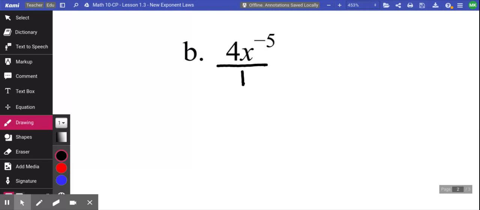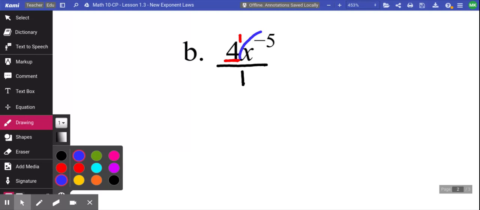So for instance, when I look at this, does the number 4 have a negative exponent? What's the exponent on it? There's an invisible 1 right there. That 4 is not attached to that negative 5. That negative 5 is only attached to the x. That means only this thing I circled in blue is the negative power.